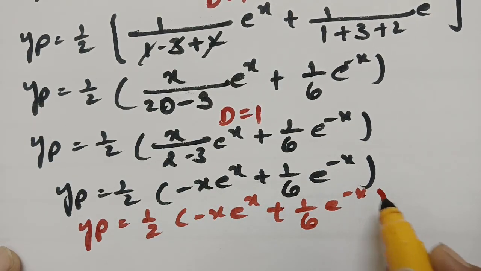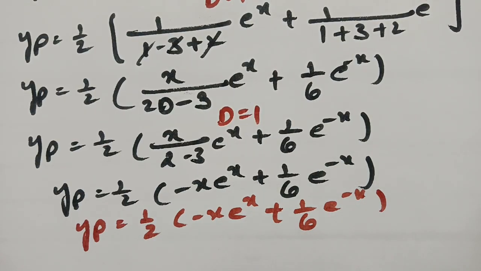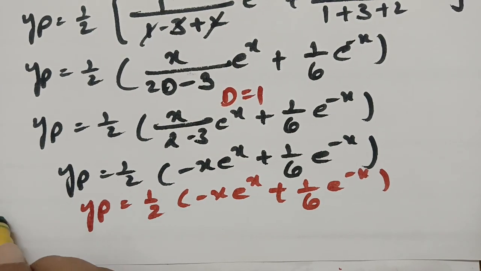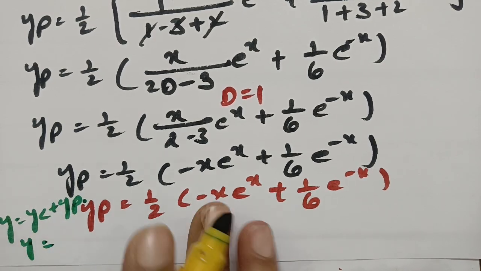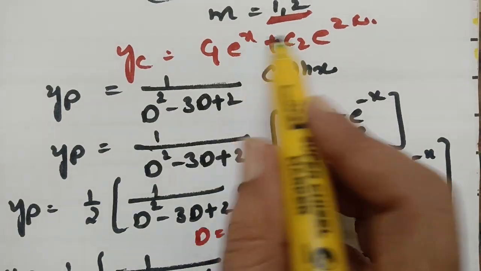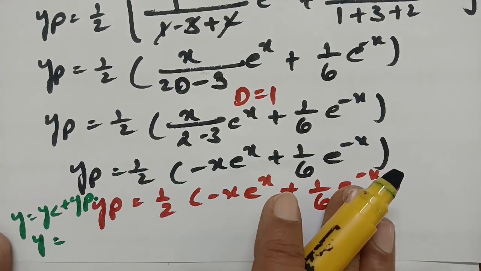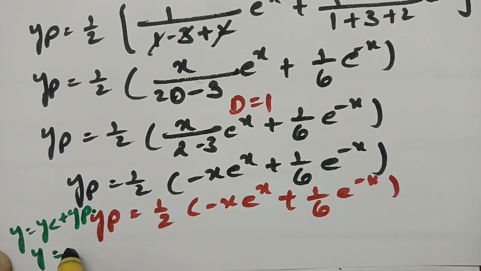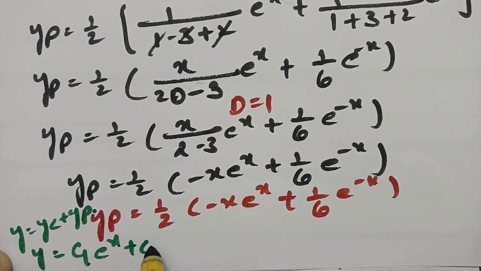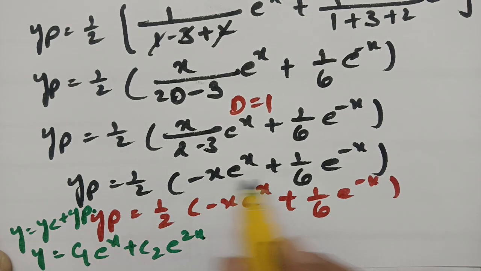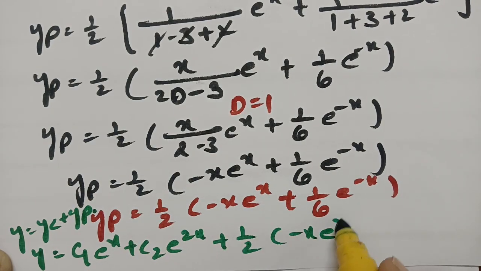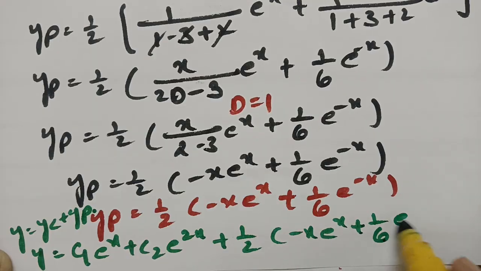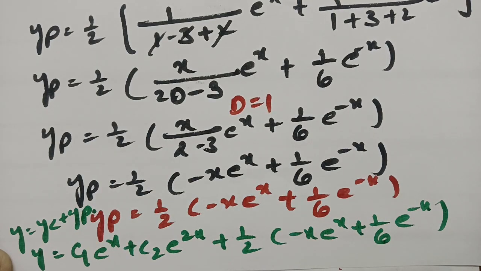Therefore the general solution y is equal to yc plus yp. So what is yc here? Yc is nothing but, we have two roots here, 1 and 2, and therefore yc is equal to c1 e power x and c2 e power 2x, and this is our yp, that is half times of minus x into e power x plus 1 by 6 into e power minus x.